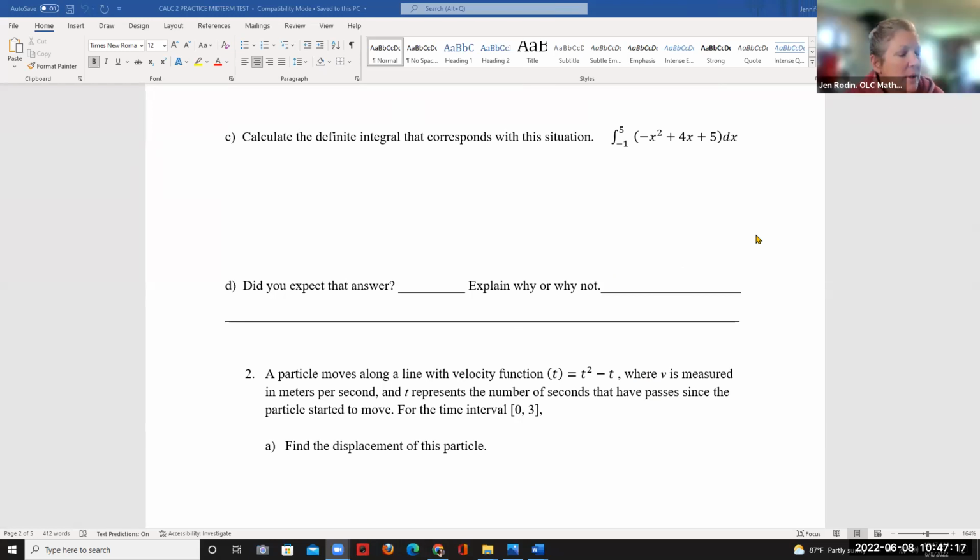Okay, then it went on down to finding the definite integral using that same function and asking whether or not they expected that answer. So you might see something like that in WebAssign where you do both. Then number 2 is one of those displacement problems. So we can go through all of these for sure.